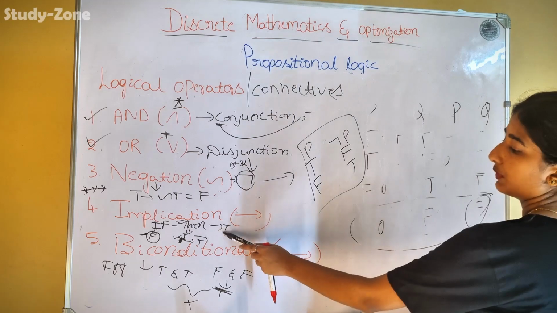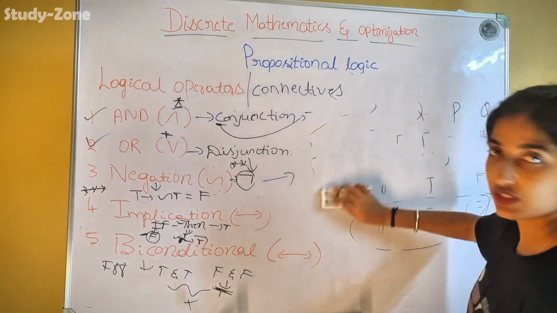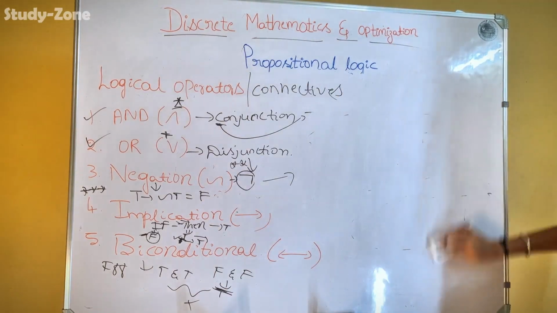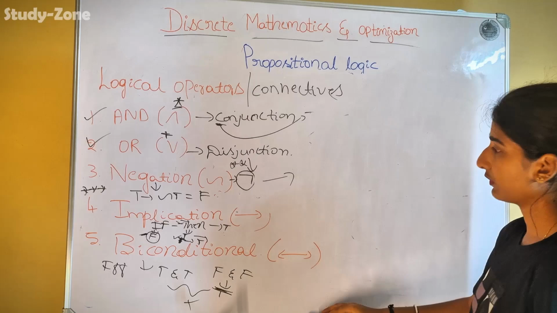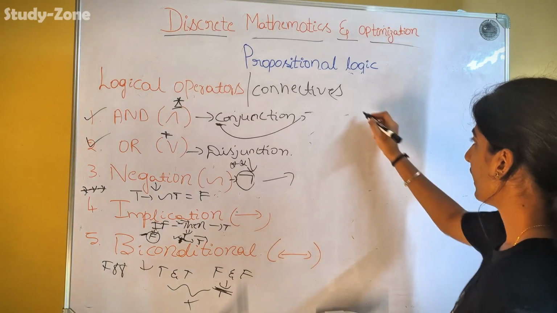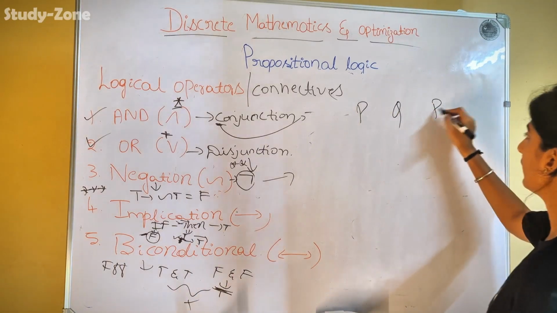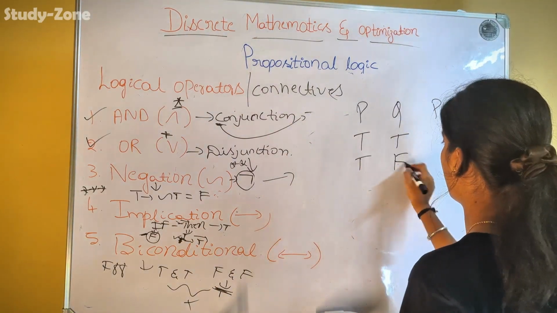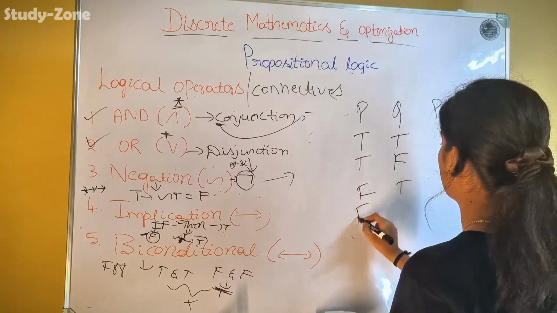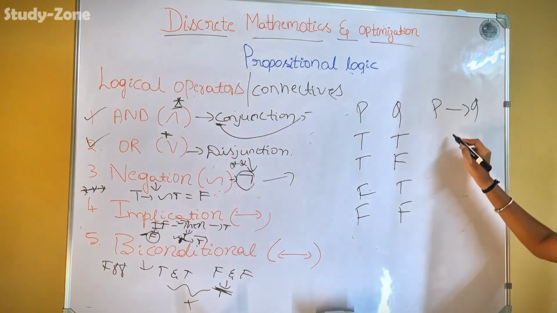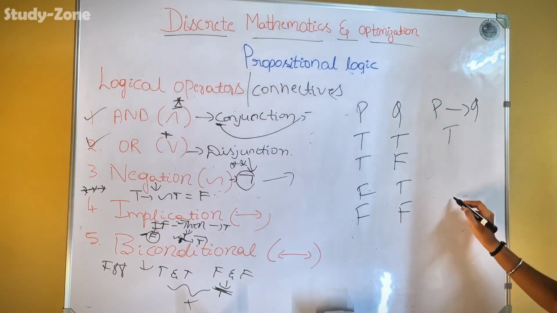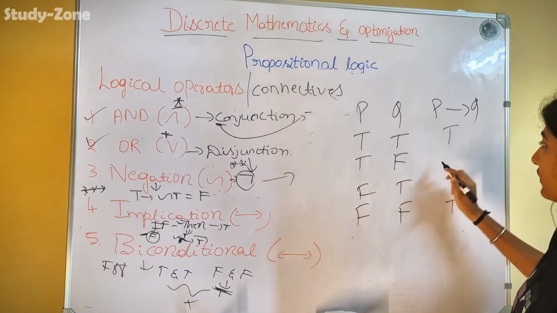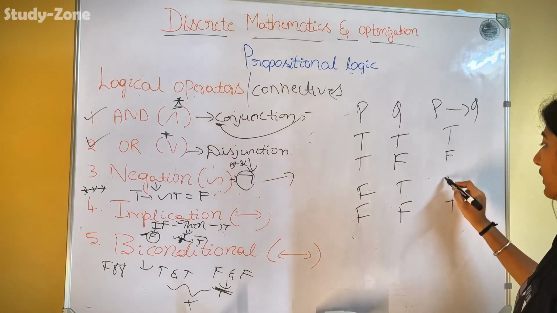And then comes implication. You might feel this is a bit complex, but no worry. I will tell you one small trick, from which it will be easier for you to understand. P, Q, P implies Q. Same thing: true, true, true, false, false, true, false, false. True, true, true, right? False, false, here write it as true. Simple. In this case, true, false will become false. False, true will become true.